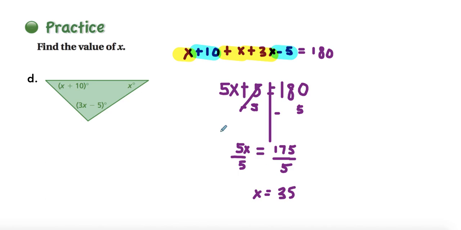So for this problem, we just solved for the value of x, and we happened to solve for the measurement of one of our angles.